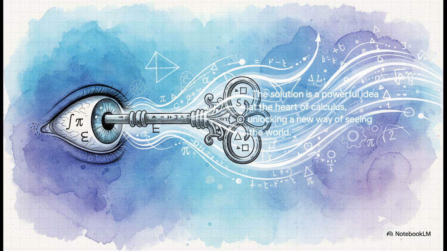Turns out the solution isn't some simple trick. It's a completely revolutionary idea that changes how we even think about a point. We're about to see how we can use a tool that lets us zoom in on a curve, getting so incredibly close that for a tiny instant, it actually behaves like a straight line. It's an absolutely beautiful solution to what seems like an impossible problem.